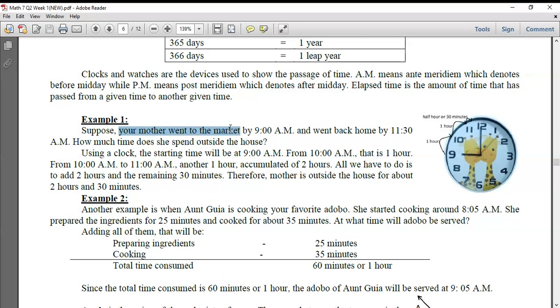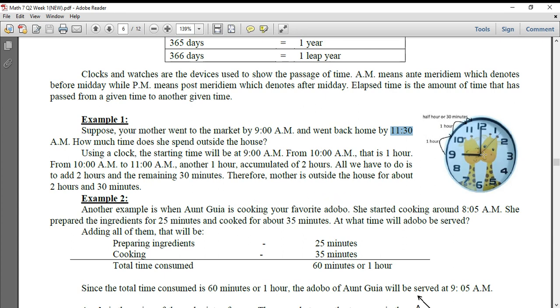Halimbawa, si mother ay pumunta ng palengke ng 9 AM at bumalik siya ng 11:30. So, ang tanong, how much time does she spent outside the house? So, ito yung elapsed time na tinatawag nila. Yun, kung umalis siya ng 9 AM at bumalik siya ng, ang sabi rito, 11:30. So, ilang oras siya doon.